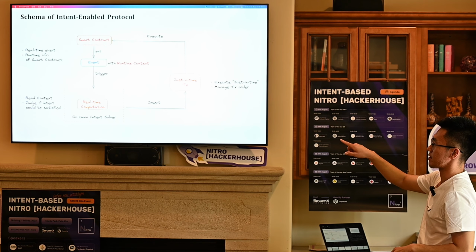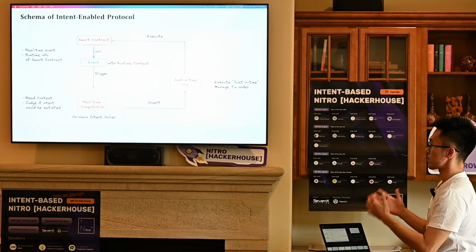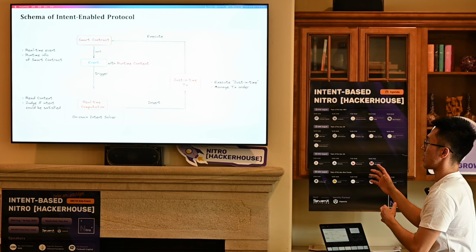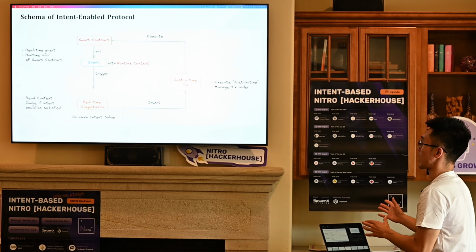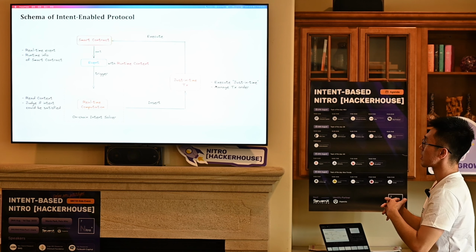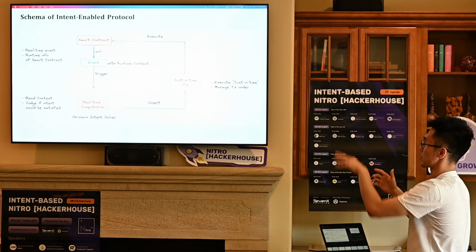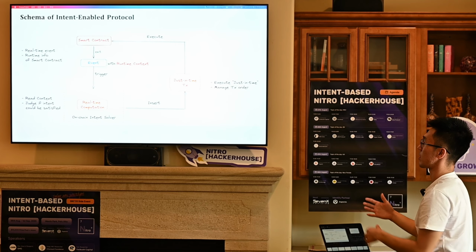Also, in the on-chain intent solver, after it finishes the computation, it will insert the result back and also create a new transaction. It's a just-in-time transaction, just like just-in-time LP, in a deterministic order back to the smart contract. The smart contract can then continue to execute.